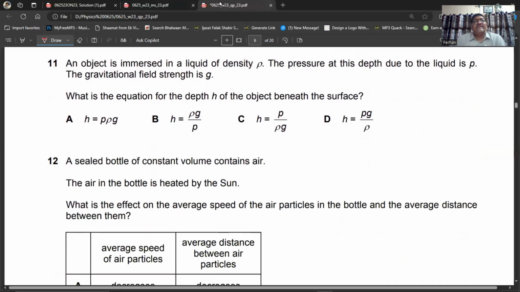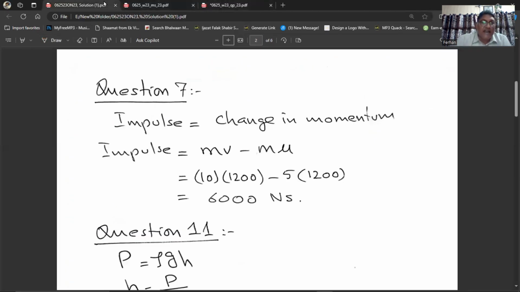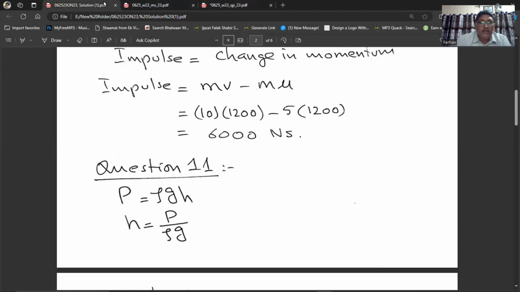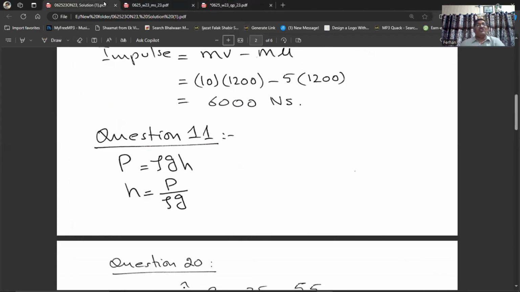Question number 11. An object is immersed in a liquid of density rho. The pressure at this depth due to the liquid is P. The gravitational field strength is g. What is the equation for the depth h of the object beneath the surface? You know, the pressure of the liquid at a depth h is pressure equals rho g h. So if you make h the subject of the formula, it becomes pressure divided by rho g.